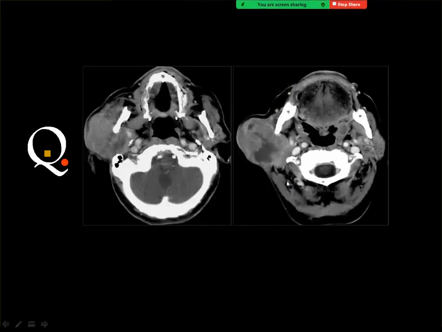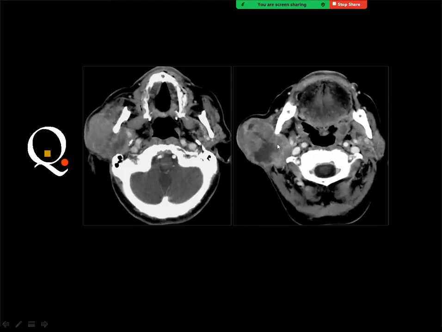Yes, this is right. This is parotid carcinoma. Whenever you are asked about the type of this carcinoma, you should say that this is either adenoid cystic or mucoepidermoid, because squamous cell carcinoma is not usually seen in the salivary glands.